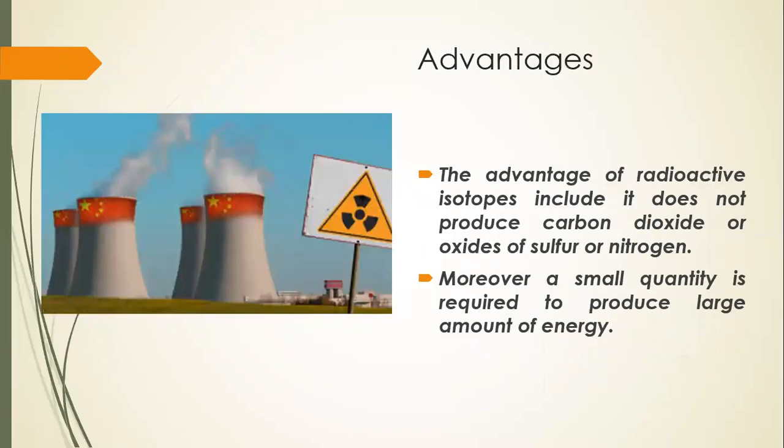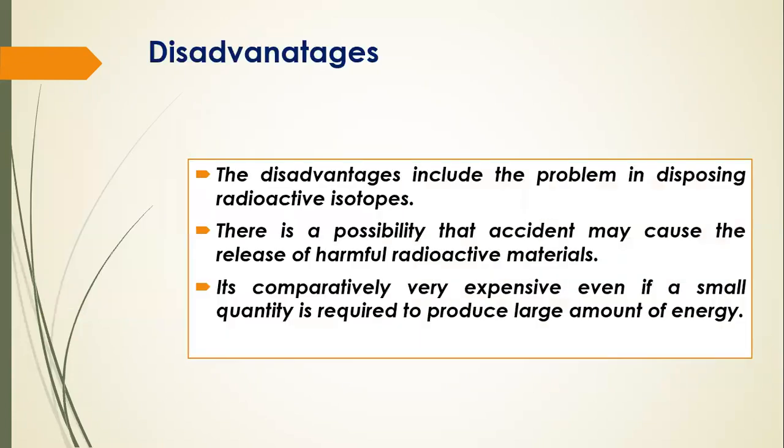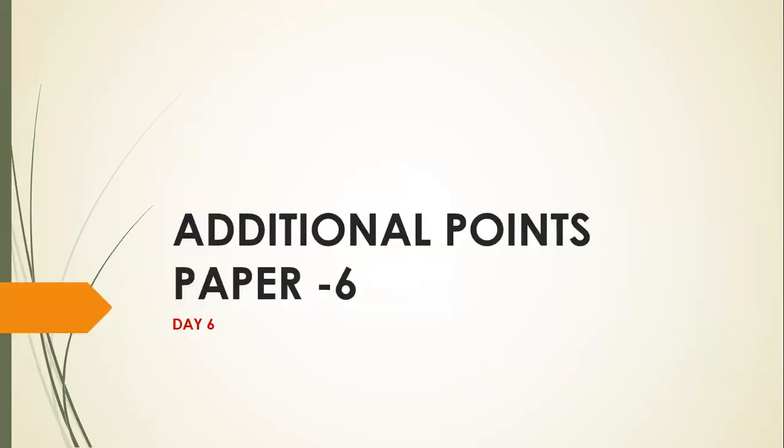The advantage, of course, is that it does not produce any carbon dioxide or poisonous gases such as oxides of sulfur or oxides of nitrogen, which can ultimately lead to acid rain. Moreover, a very small quantity is required to produce huge quantities of energy. Of course, there are many disadvantages. The problem is in disposing of these radioactive isotopes. There is a possibility that an accident can cause the release of these harmful radioactive materials, and moreover, it is very expensive, even if small quantities are required.